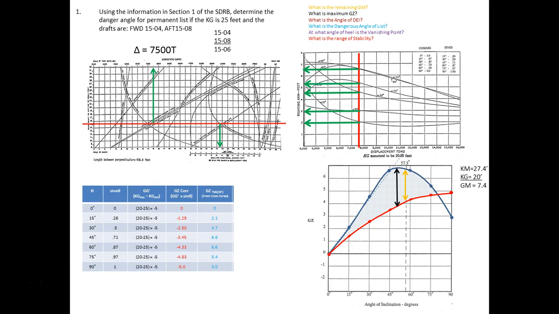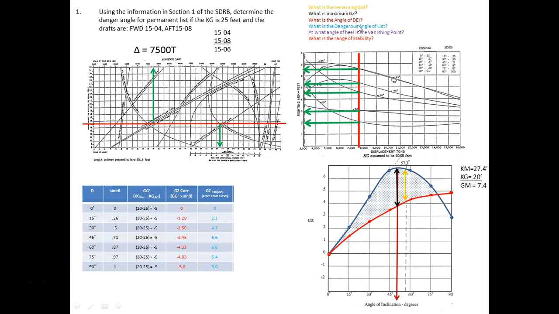What is the angle of deck edge immersion? Well, deck edge immersion occurs at the maximum GZ. So that means that deck edge immersion is going to happen somewhere down here. I don't know, what's that, like 50-ish, 49, something like that.